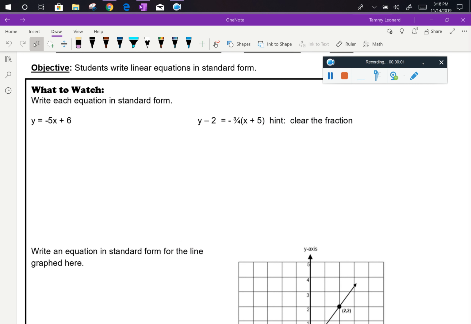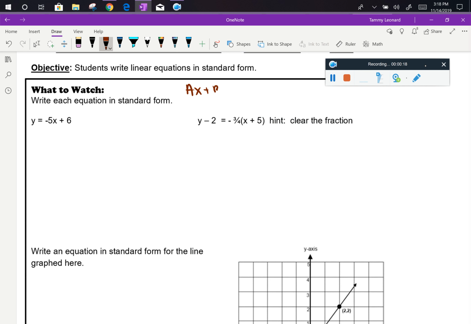One of the things we need to be able to do is to go back and forth from one form to the next. So we're going to start by taking a look at a couple of equations that are in slope-intercept or point-slope form and think about how we could put them in standard form. So we need to remember what the rules are for being in standard form.